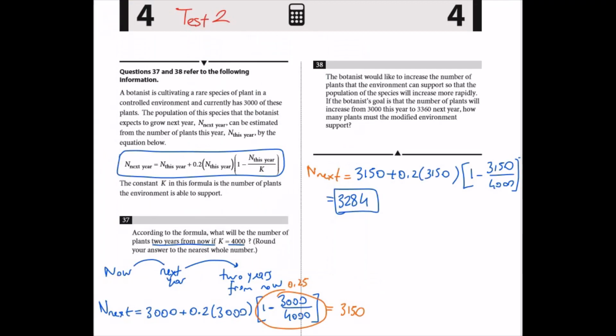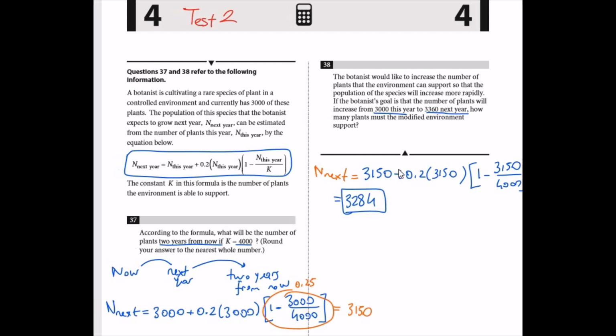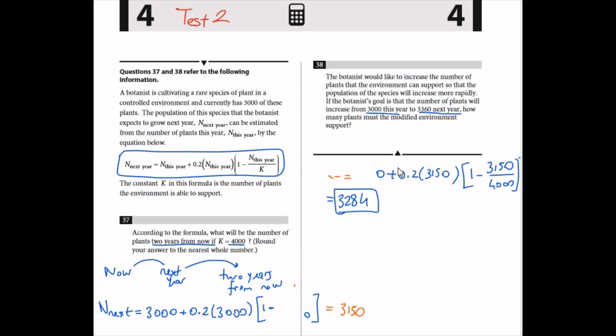Now let's go to the last question. Number 38. The botanist would like to increase the number of plants that the environment can support so that the population of the species will increase more rapidly. If the botanist's goal is that the number of plants will increase from 3000 this year to 3360 next year, how many plants must the modified environment support? This time we're going to solve for k. Let's open up space here for the last question and plug in the numbers.